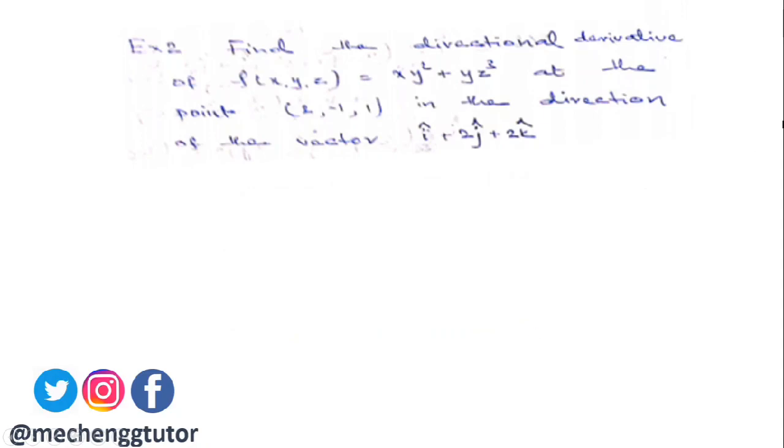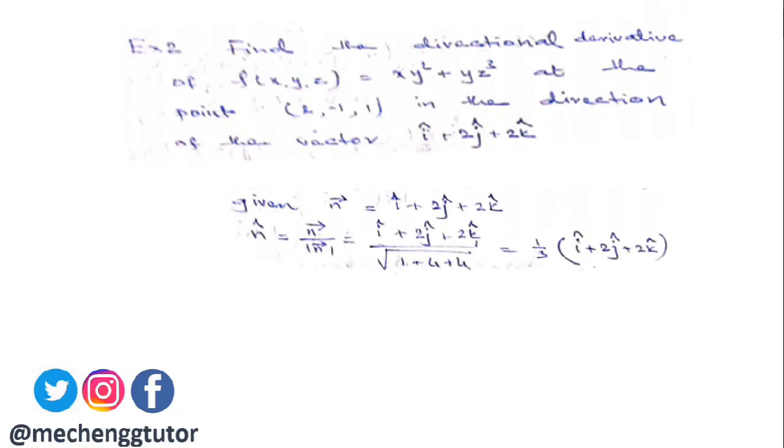Next step, you have to calculate the given direction. n bar is i plus 2j plus 2k. Unit vector calculation all of you know. Formula for n cap is n bar upon magnitude of n bar. So i plus 2j plus 2k upon root of 1 plus 4 plus 4, that is 1 by 3 into bracket i plus 2j plus 2k.